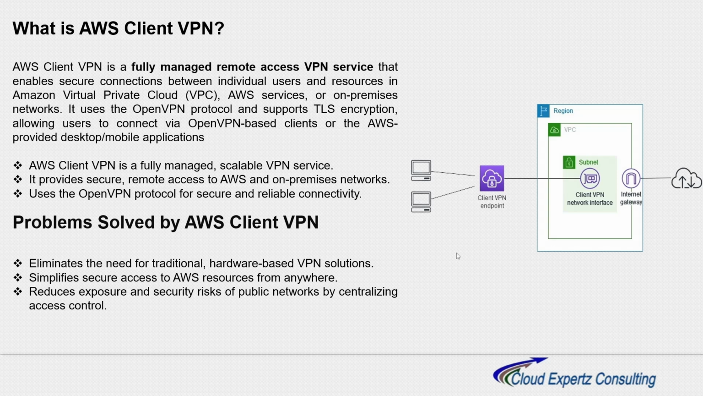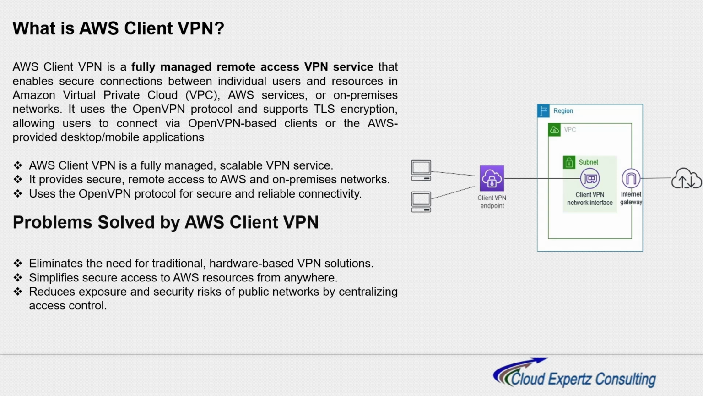Okay, now let's talk about the problems solved by AWS Client VPN. First, it eliminates the need for traditional, or I would say hardware based VPN solutions, which are expensive and take some upfront expenses. So for this we have a software VPN, which is AWS Client VPN.